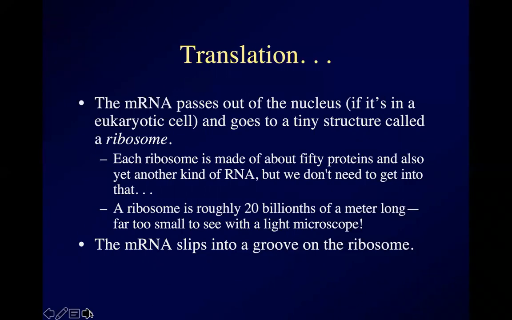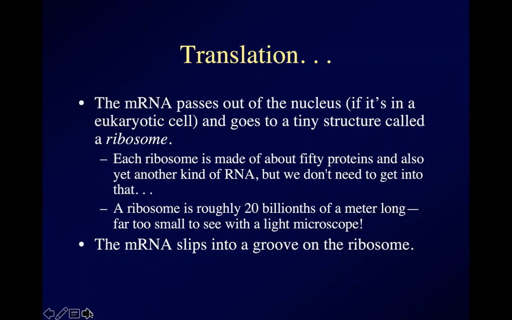Every ribosome is made of about 50 proteins stuck together. There's also yet another type of RNA that makes up part of the ribosome. It's actually called ribosomal RNA. Duh. We don't really need to get into that. We don't need to worry too much about what ribosomes are actually made of.